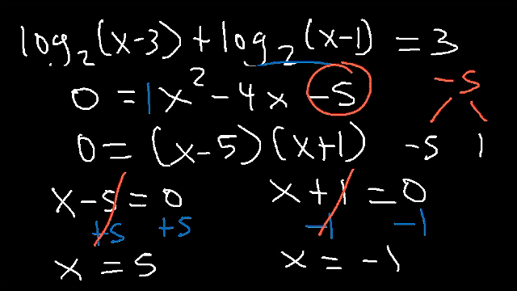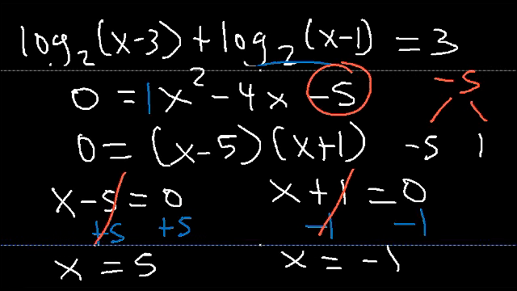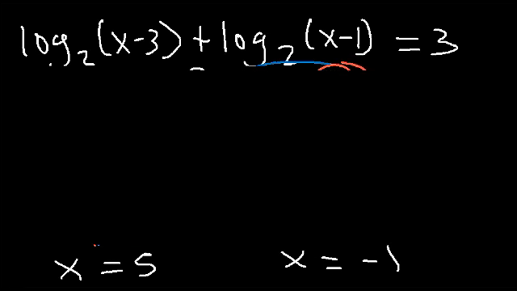So now, when dealing with logs, you need to find out if you have any extraneous solutions. So, are both of these answers acceptable, or do we have an extraneous solution? So keep in mind, you can never have a negative number inside a log. So if we plug in 5 into x minus 3, 5 minus 3 is +2, that's okay. If we plug in 5 here, 5 minus 1 is 4, that's okay.